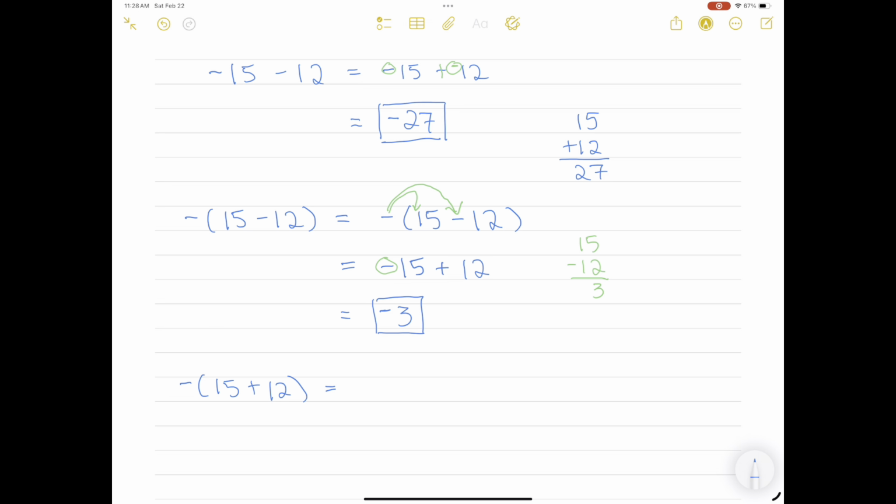Next problem, minus, open parenthesis, 15 plus 12, close parenthesis. Once again, the negative sign in front of the parenthesis inverses the signs of each number within the parenthesis. So now I have negative 15 minus 12. And I remove the parenthesis. Negative 15 minus 12, I add its opposite. Now I must solve negative 15 plus negative 12. Since both of the signs are similar, I add those numbers on the side. I get 27 and I keep the sign. The answer is negative 27.